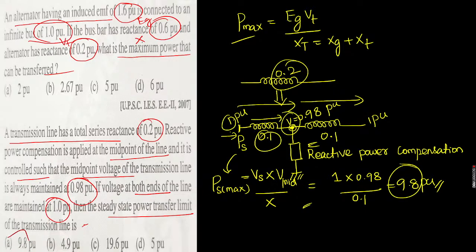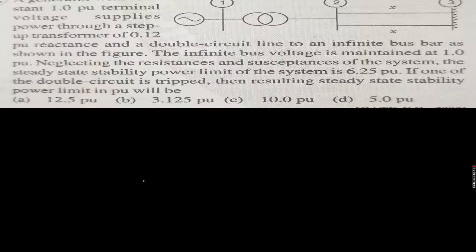Okay. Let us go ahead with the next question. A generator, I think some portion is left here. A generator has a constant terminal voltage of 1 per unit. It supplies power through a step-up transformer of 0.12 per unit reactance. Here the terminal voltage is 1.0, they told.